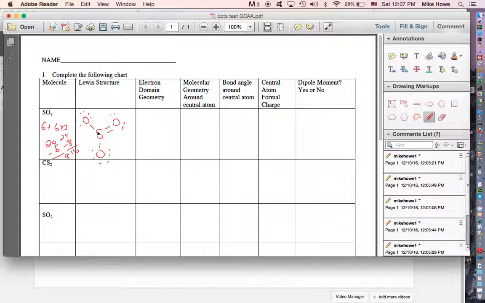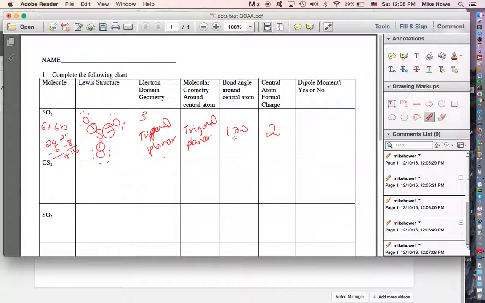Okay, the electron domain geometry, since there are 3 domains, here they are. We have domain number 1, domain number 2, domain number 3. There's 3 domains. That's called trigonal planar. The molecular geometry is the same when there are no unshared pairs. To figure that out, you need to refer to that little sheet. And the bond angle is going to be 120 degrees.